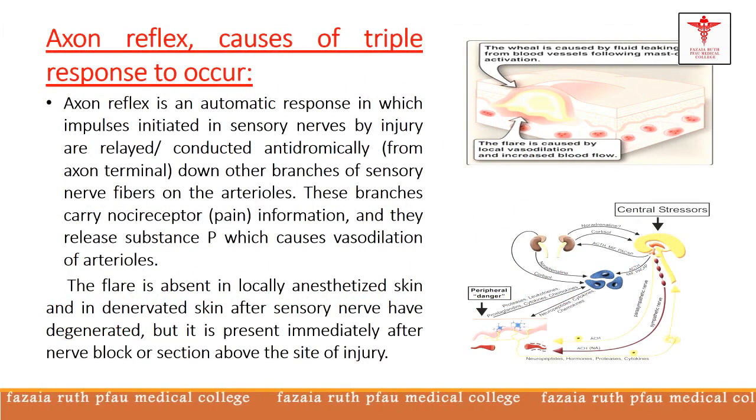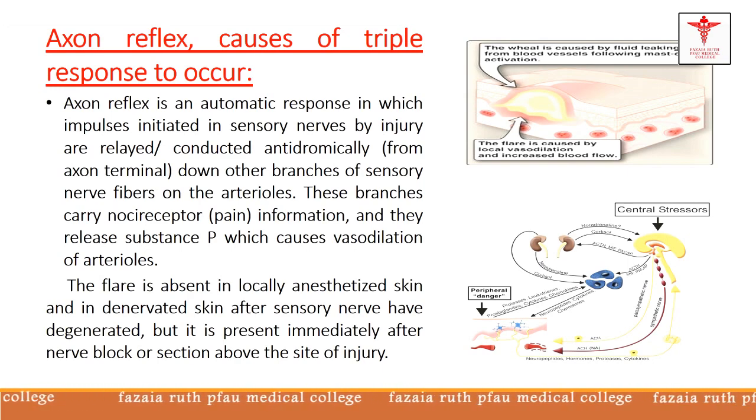Now come to the axon reflex, which is very important for the triple response to occur. Axon reflex is an automatic response in which impulses initiated in sensory nerves by injury are relayed or conducted antidromically, that is, in the opposite direction from the axon terminal down other branches of sensory nerve fibers on the arterioles. You can also see in the diagram.